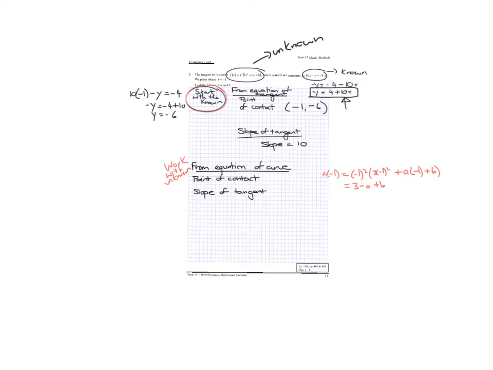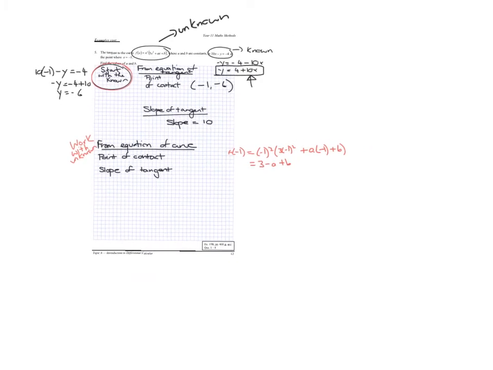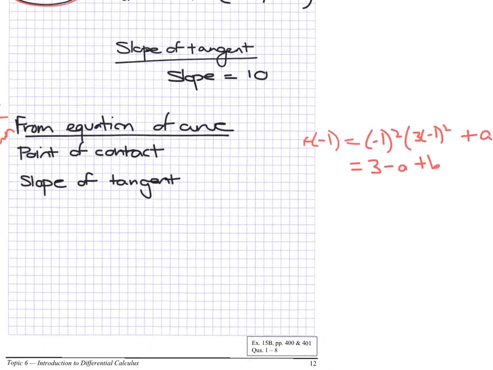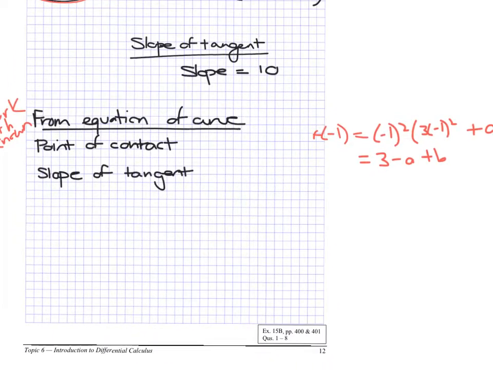If we substitute in -1 for x, we're going to get 3 take a plus b. That's a take right there. So 3 take a plus b. So that tells us that our point of contact is actually going to be -1, comma, 3 take a plus b. Beautiful.